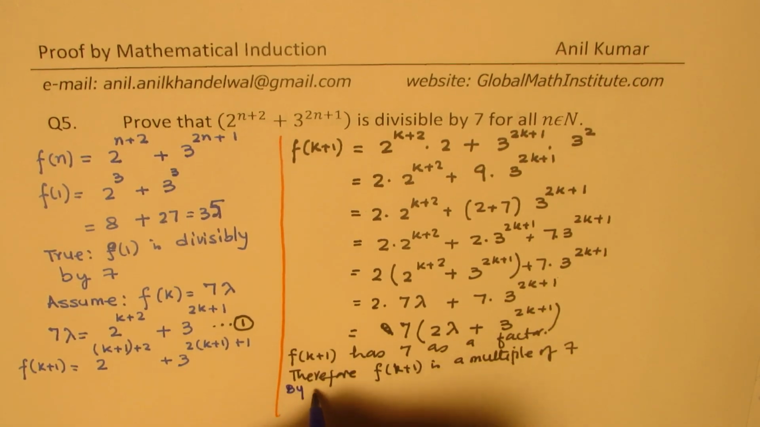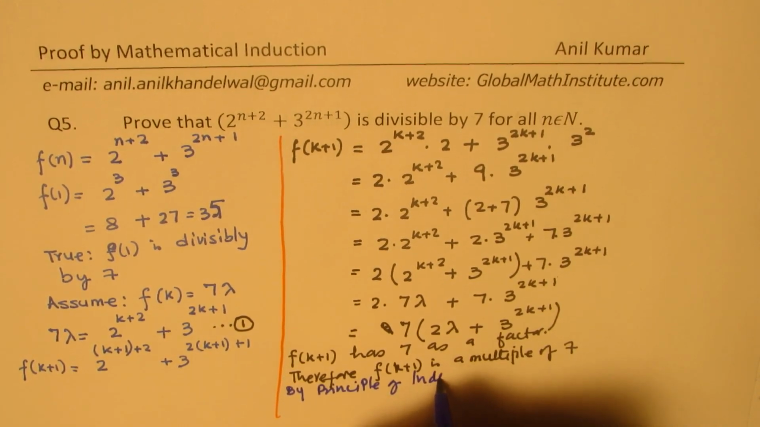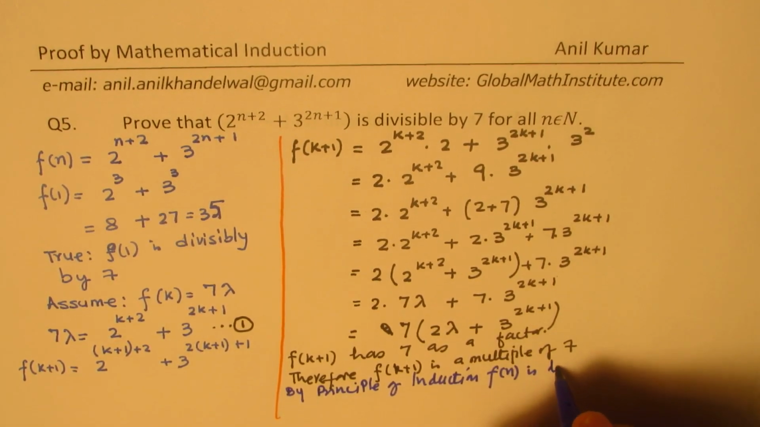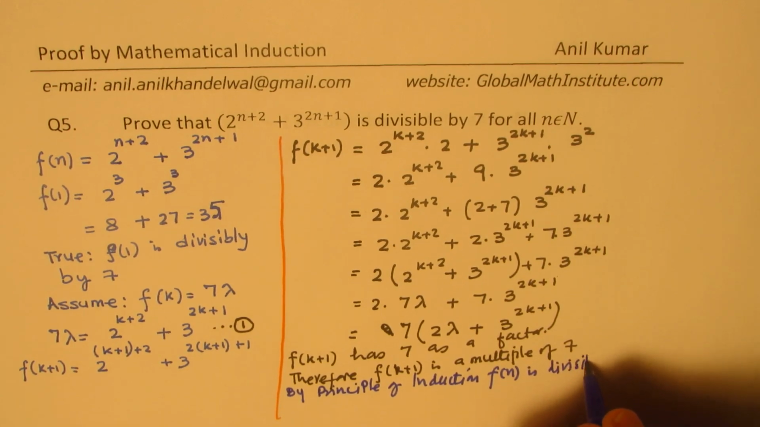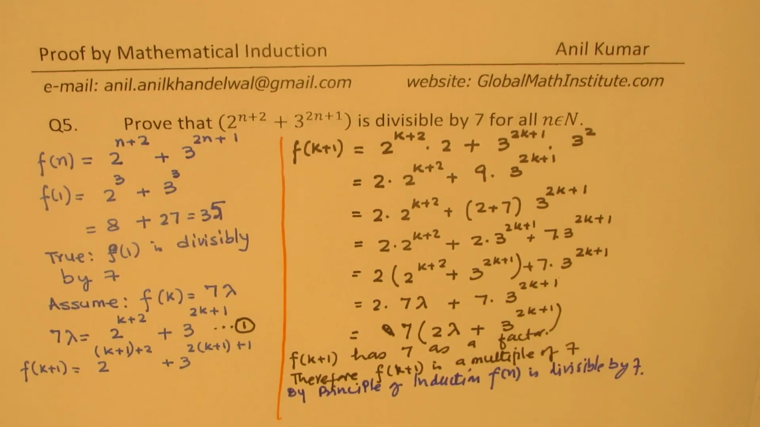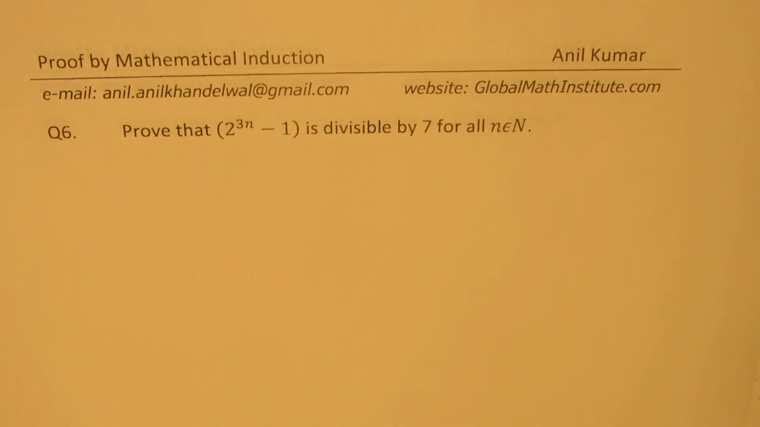so by principle of induction, f of n is divisible by 7. Is that clear to you, right? So that is how we can prove it. So I hope the steps are absolutely clear. Let's take the next question, which is question number 6.